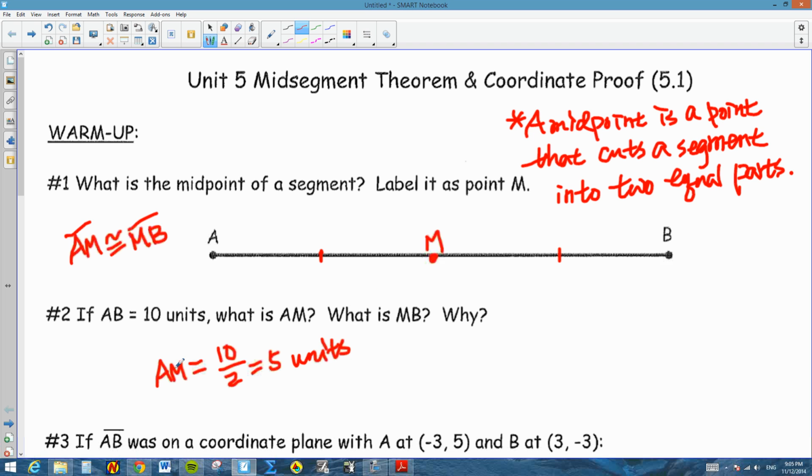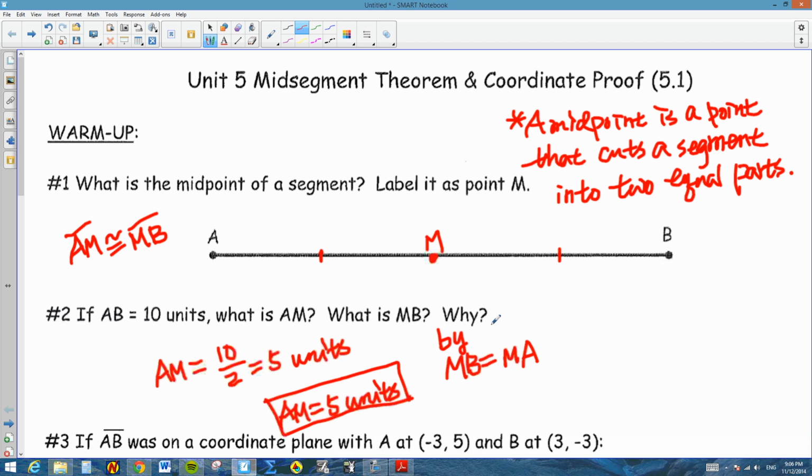So AM equals 5 units. What about MB? MB equals MA by definition of midpoint, which we learned from last unit.